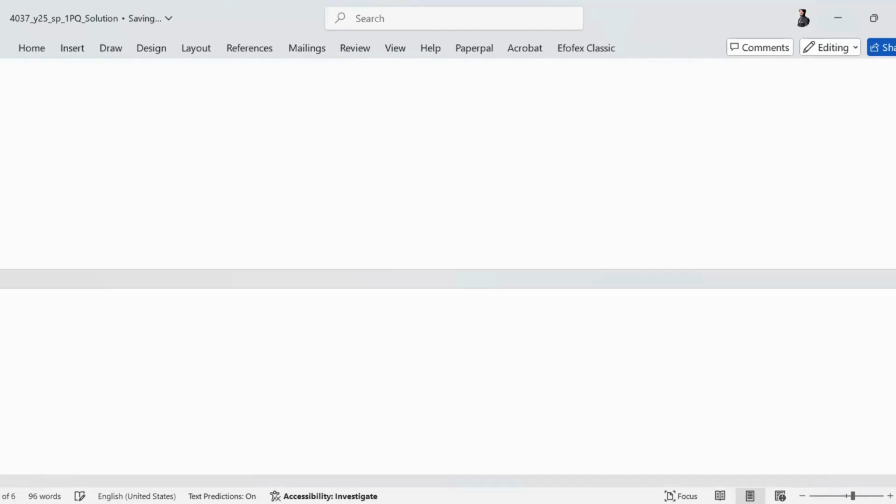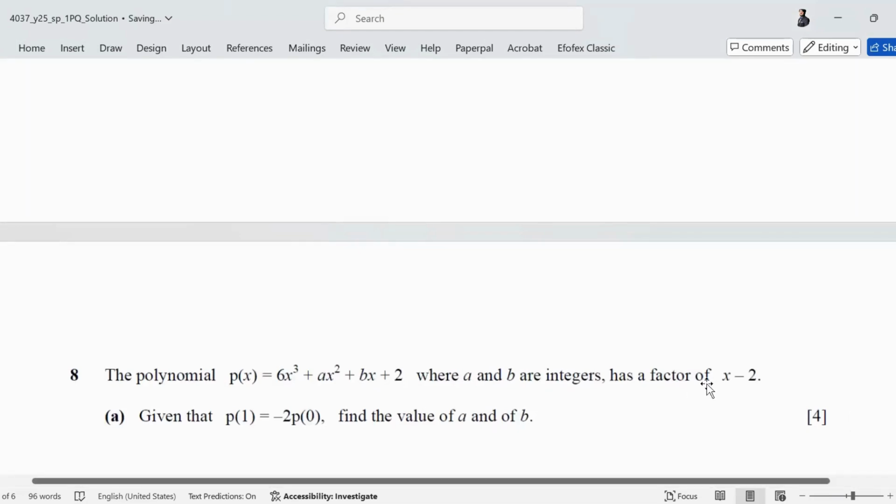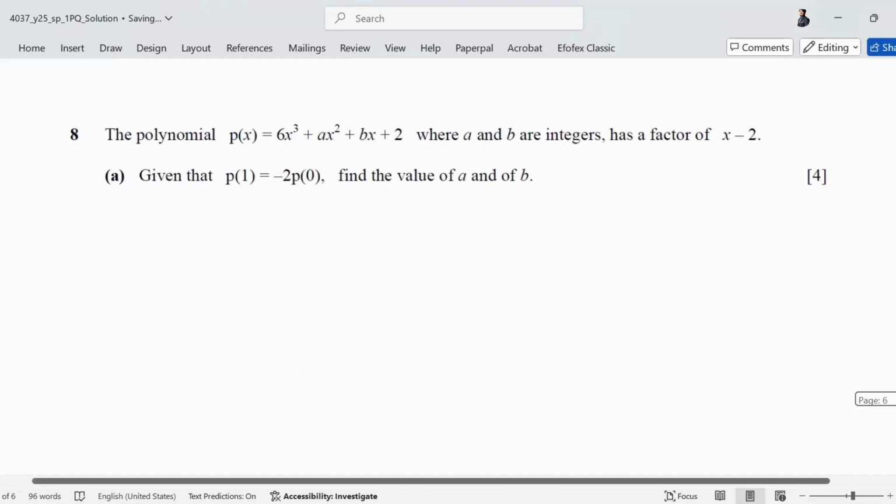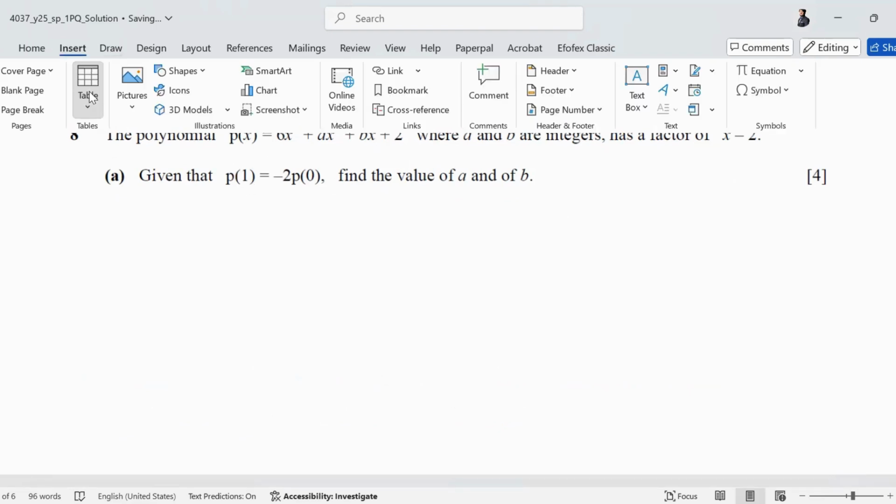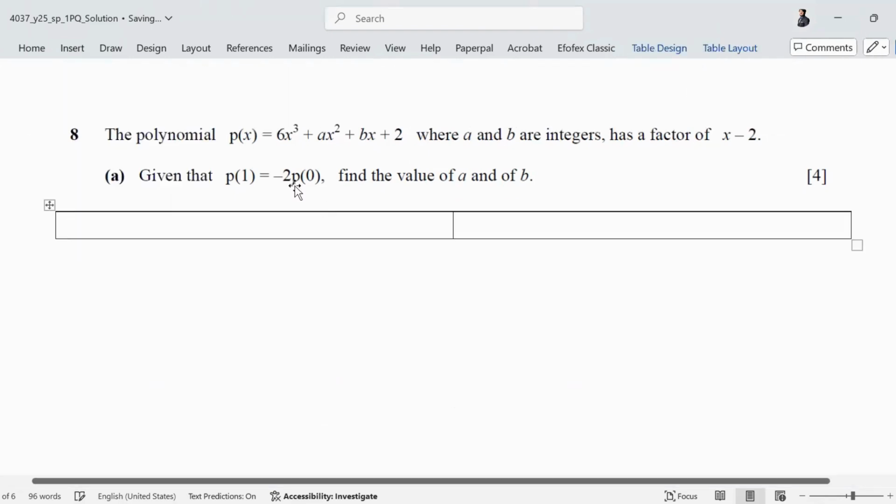Okay, so continuing with question number 8. The polynomial p(x) is 6x cube plus ax square plus bx plus 2, where a and b are integers, has a factor x minus 2. Given that p of 1 is equal to negative p of 2 times p of 0, find the value of a and b.